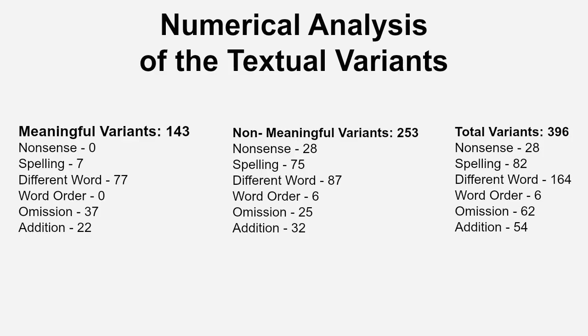And the next type of variant I had were variants that had to do with the order of the words as they were written. Now, obviously, you can see this was the least common type of variant. I only had a grand total of 6 of them, and none of them had any impact on the meaning of the text whatsoever. So yeah, didn't have too many of those.